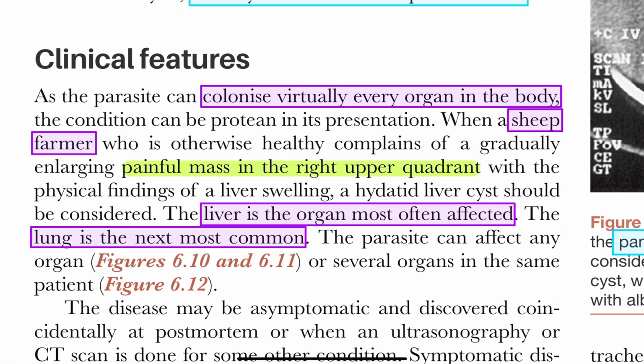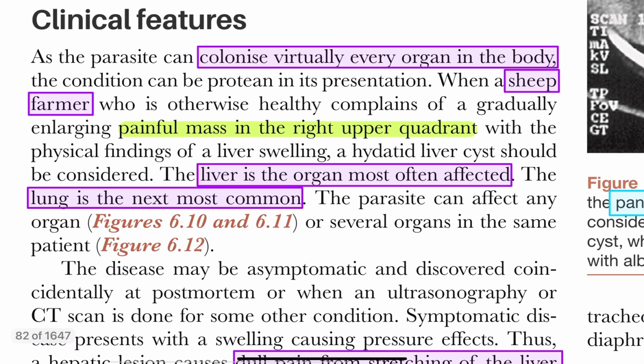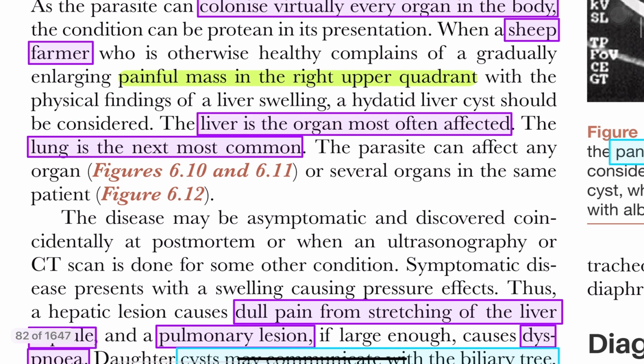It can colonize every organ in the body. The patient in question is a sheep farmer, that's why I have highlighted this. The liver is the most common organ affected, and the next one is the lungs.